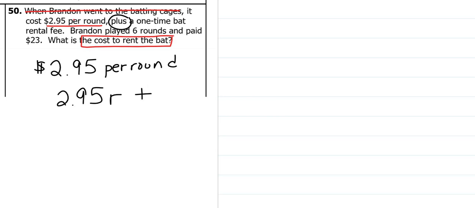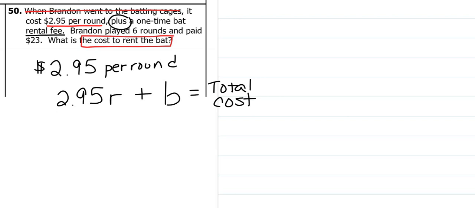plus a one-time bat rental fee. Okay, so now we're going to talk about some fee to rent the bat. So plus the cost of the bat. And that will give you the total cost for the day. So $2.95 times the number of rounds plus the cost of renting the bat gives us the total cost.